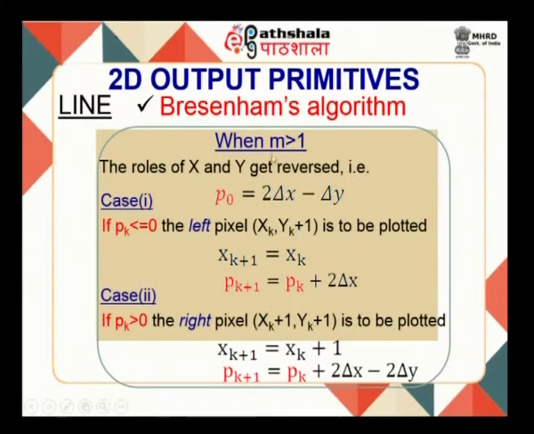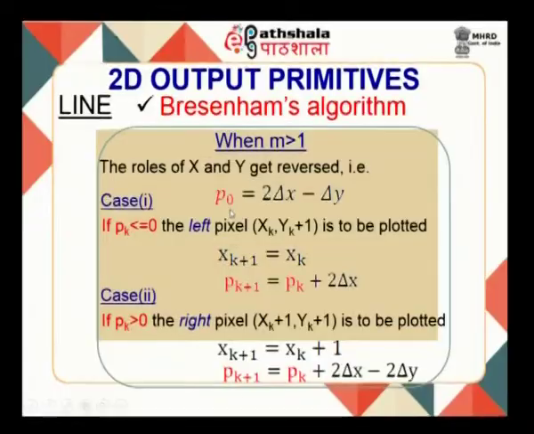And if m is greater than 1, without doing any derivation we can come to one important conclusion, because if m is greater than 1, the line is more inclined towards y axis, and we are going to sample the line along y axis at unit intervals, and we will be following the same set of procedures and equations.